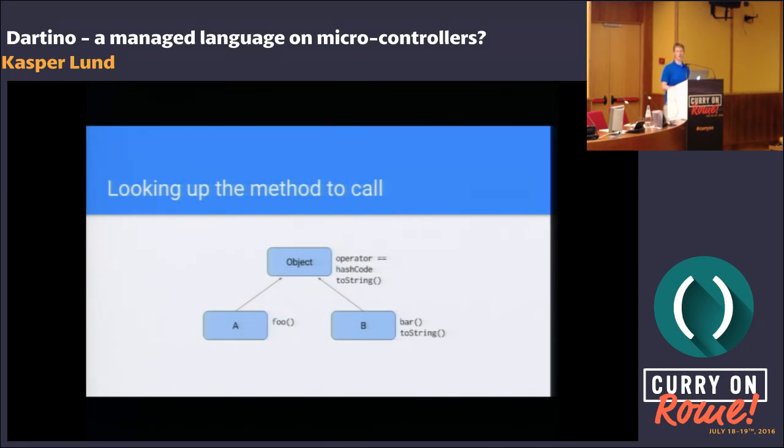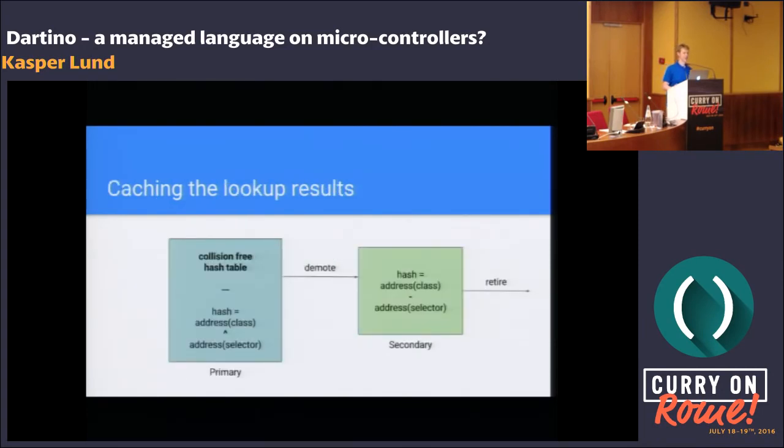People have spent a lot of time optimizing this in the past in dynamic systems. So usually where they start is through a global lookup cache of some sort. And mostly they end up with a system that looks like this. They have two hash tables, a primary table and a secondary table.